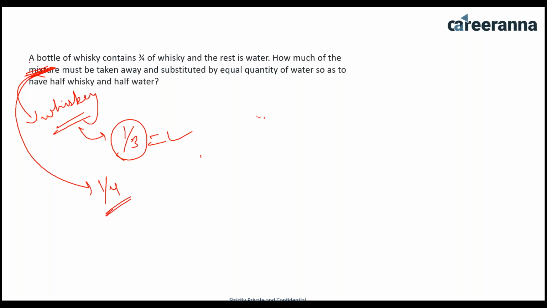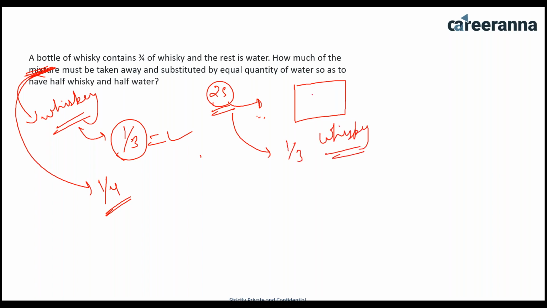So in this question, I have to remove 25%. So 25% is 1 by 4 of the mixture itself, but 25% is 1 by 3 of whiskey only. So there are two different questions. I got confused. I'm really sorry for that. If this is mixture, it will be 1 by 4. And if this is whiskey, this will be 1 by 3.